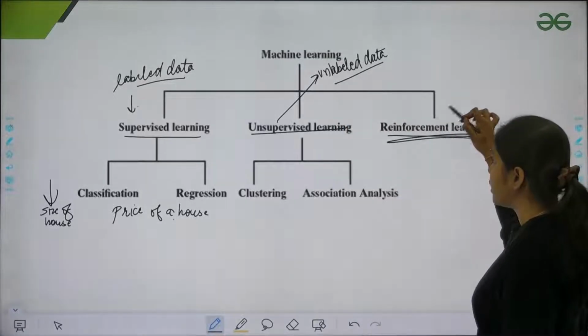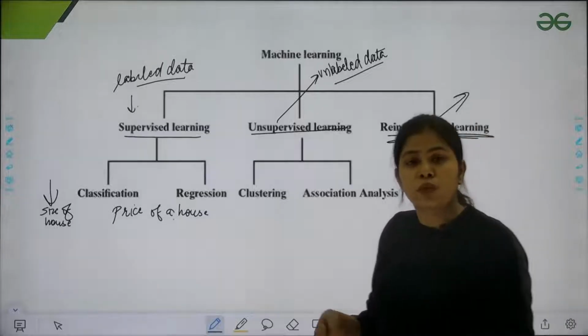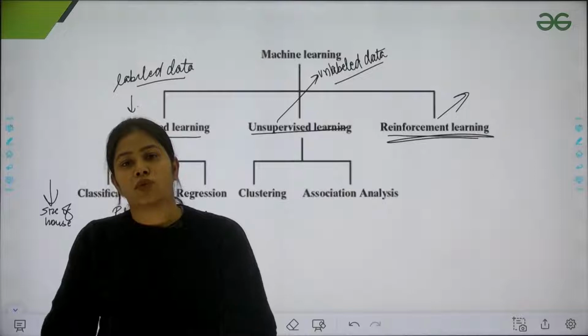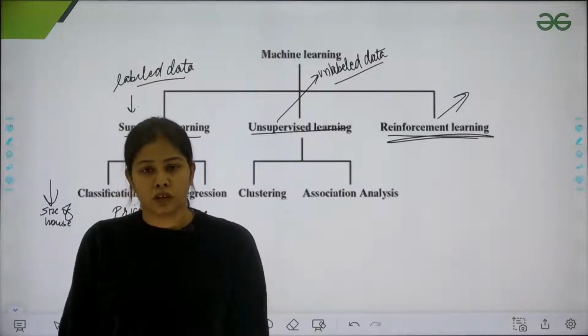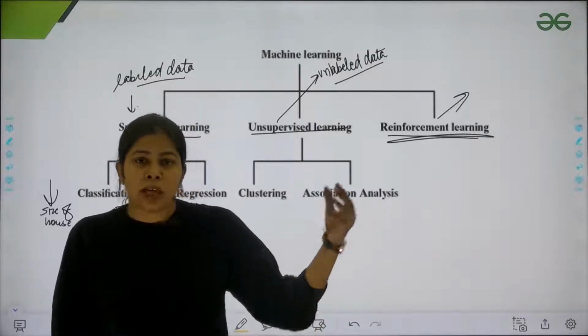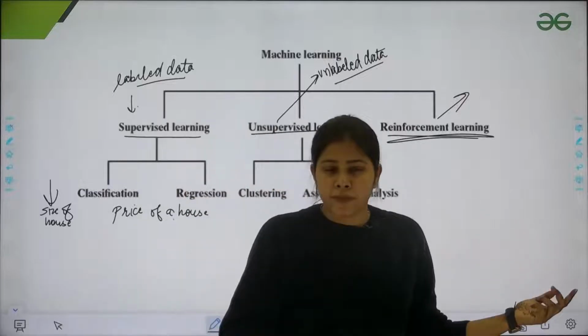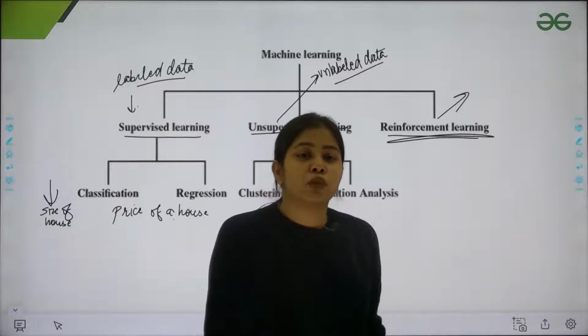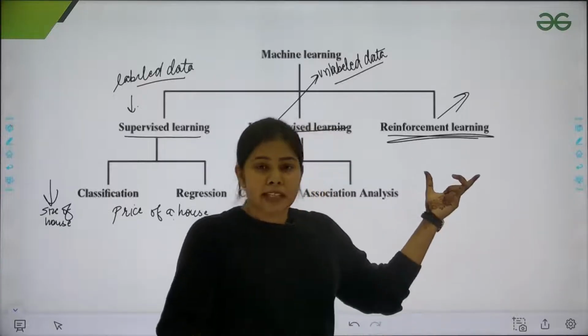Reinforcement learning is learning in which we do not have any data. If we do not have any data, then we would ask how the machine would learn, right? This would be our question: how would the machine learn if we do not have any data? Anybody in the chat section? So the machine would learn by itself, right?